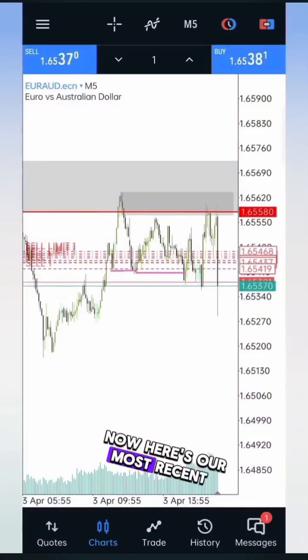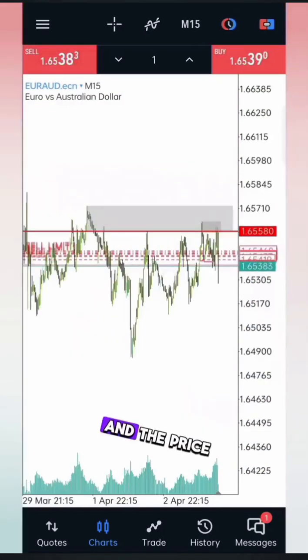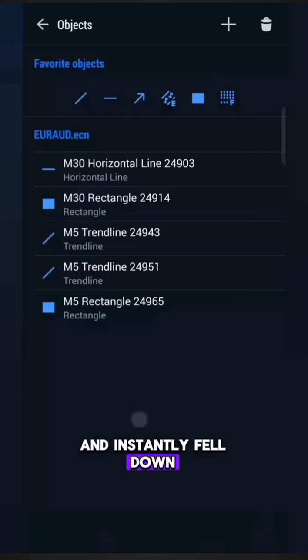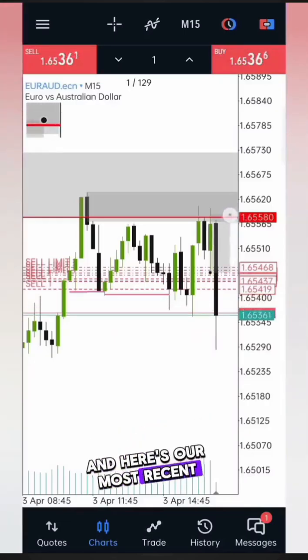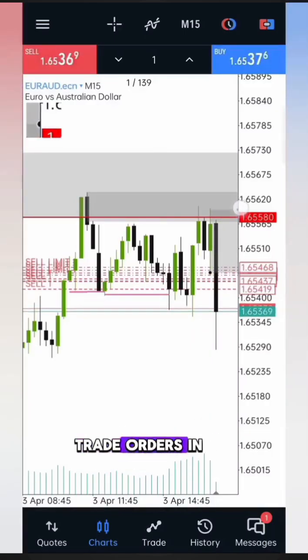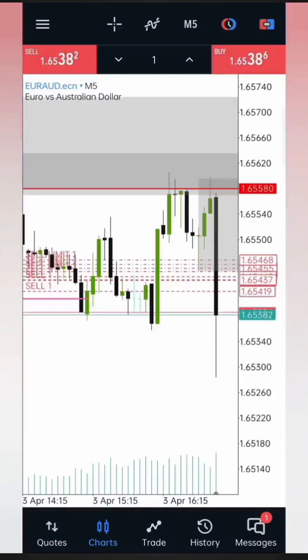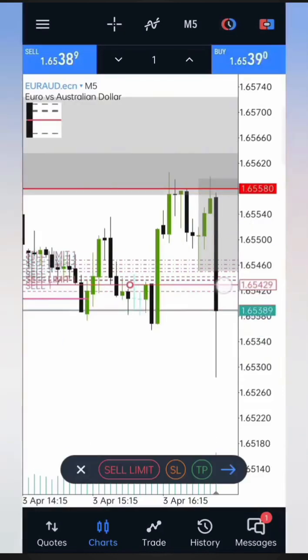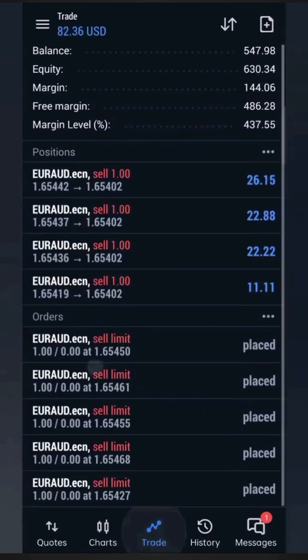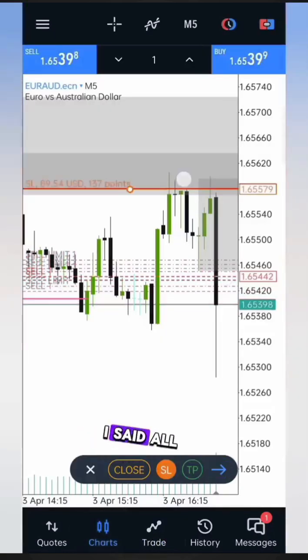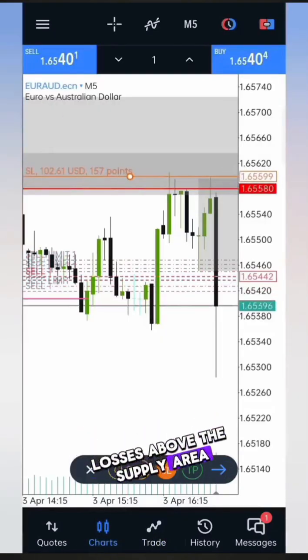Now, here's our most recent supply zone. And the price touched the supply zone, and instantly fell down. And here's our most recent supply zone, and I took all of my trade orders in this supply area. And, as always, I set all of my stop losses above the supply area.